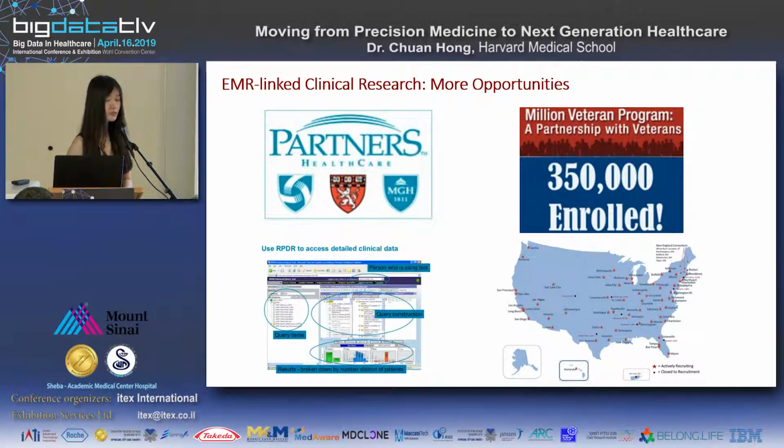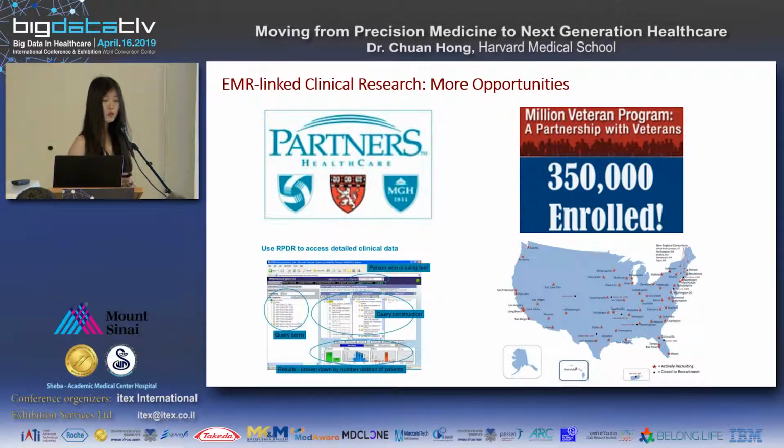Let me briefly introduce two EMR systems I'm currently working with. The first one is Partners Healthcare, which is a Boston-based hospital and physician network. Partners RPDR is a patient data registry, and it gathers data from those hospitals and physicians and stores them in one place.